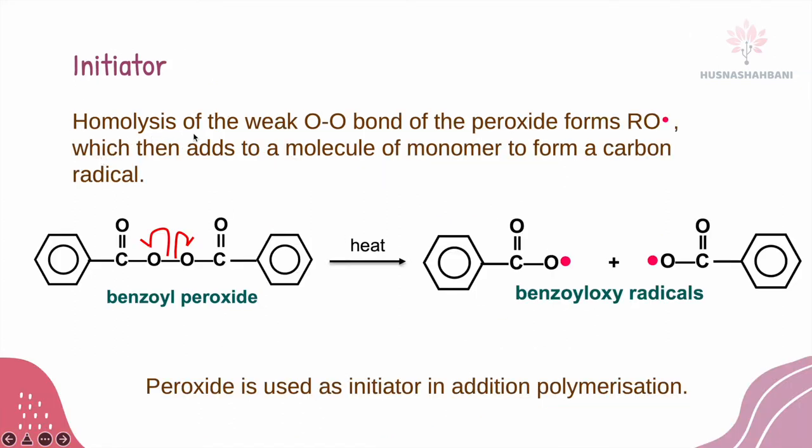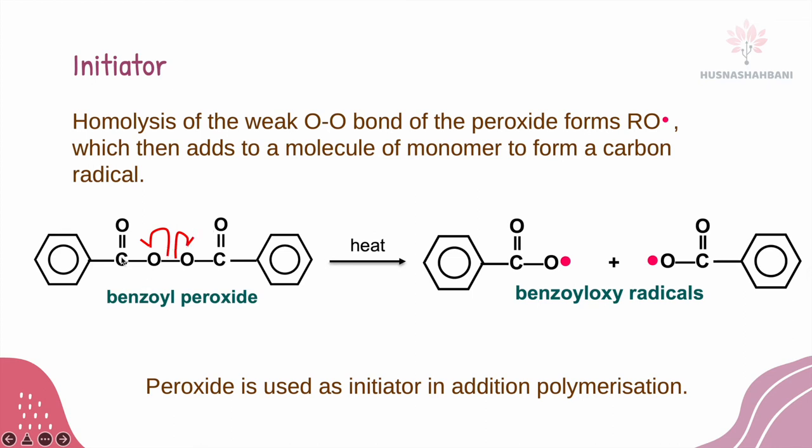For the initiator, there is homolysis of the weak O single bond O bond of the peroxide, to form RO radical. O single bond O has the same electronegativity on both atoms. The oxygen has only one electron from the homolysis, so we call it an RO radical, which then adds to a molecule of monomer to form a carbon radical.